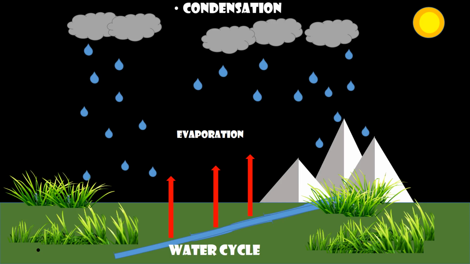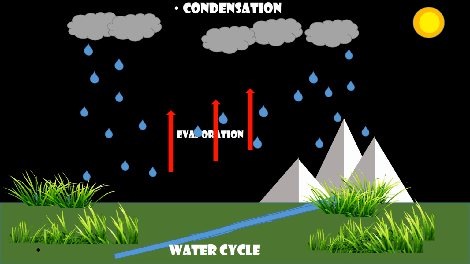So this is the water cycle. The clouds give down rain, and the water from the rain gets evaporated and forms clouds in the sky. The clouds again give down rain, and this is the water cycle.